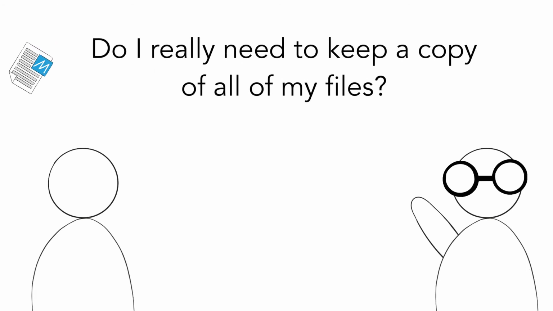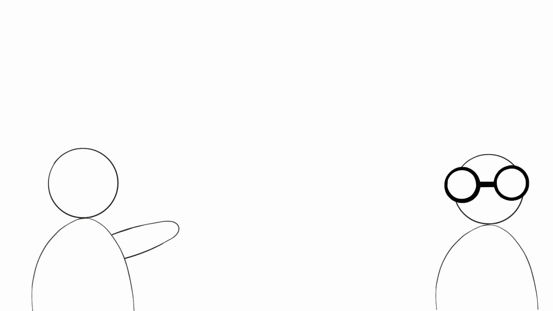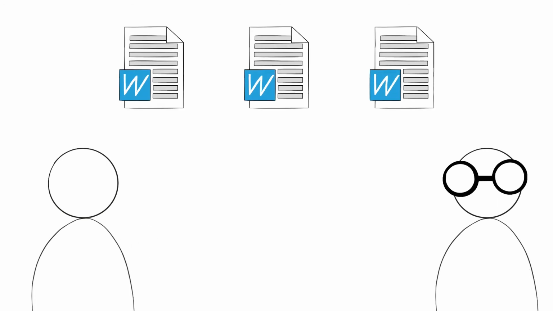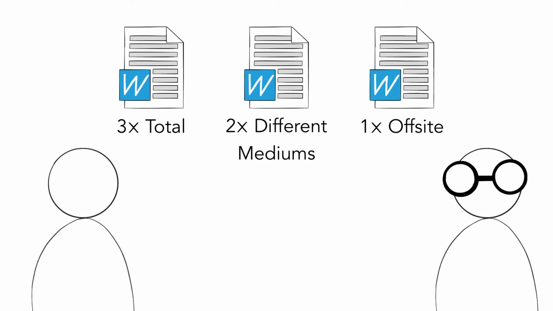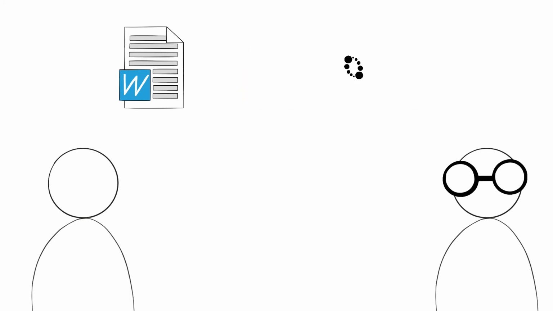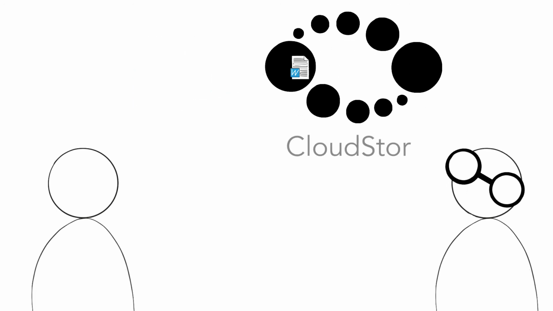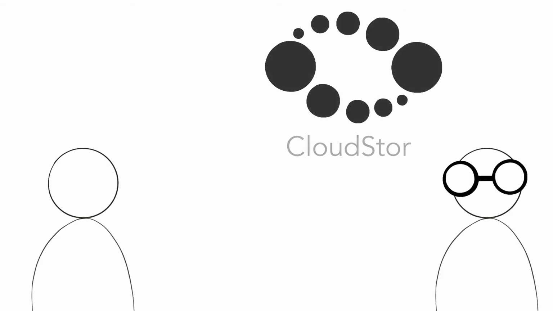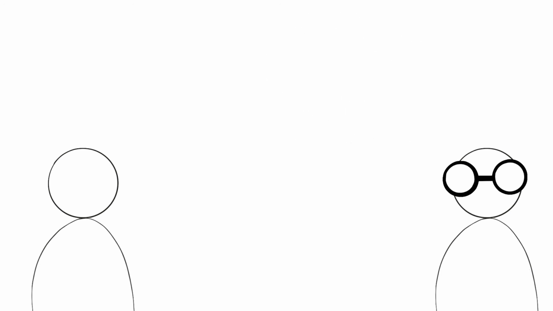Do I really need to keep a copy of all of my files? Correctly backing up your data is crucial. It's best practice to follow the 3-2-1 rule. 3 copies of your data, 2 on different technologies, and 1 off-site. As a UTS staff or student, you can access Cloud Store, which can store up to 100 gigabytes of information online, which is a great off-site option for non-sensitive data.